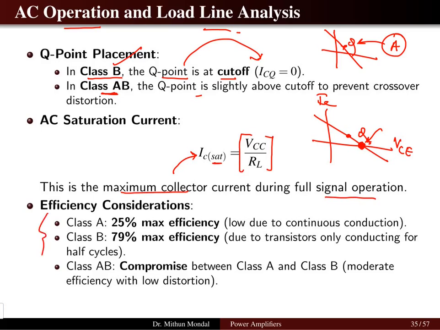The efficiency of class A, which is 25% maximum, is low due to continuous conduction, whereas for class B the maximum efficiency is 78.5%, due to the transistor only conducting for half a cycle. Class AB is a compromise between class A and class B. This is moderate efficiency with low distortion.